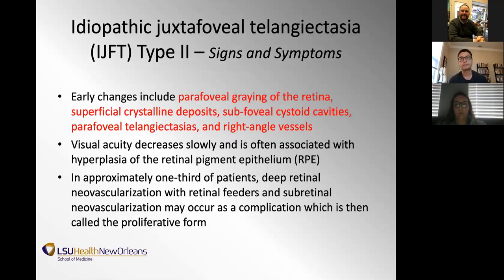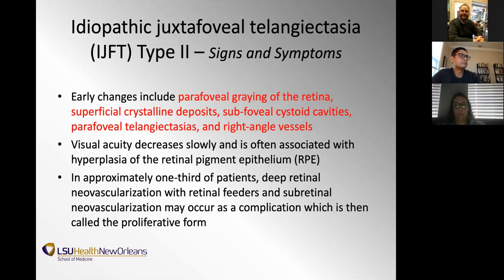Early changes include parafoveal graying of the retina, superficial crystalline deposits, subfoveal cystoid cavities, parafoveal telangiectasias, and right angle vessels. Right angle vessels are basically where your retinal veins dive deep into the retinal layers at right angles. And newer studies using OCT angiography have shown this particular finding very nicely in some papers. Visual acuity decreases slowly and is often associated with hyperplasia of the retinal pigment epithelium.